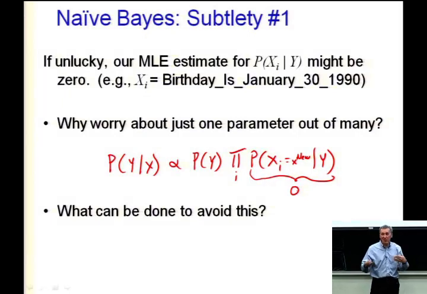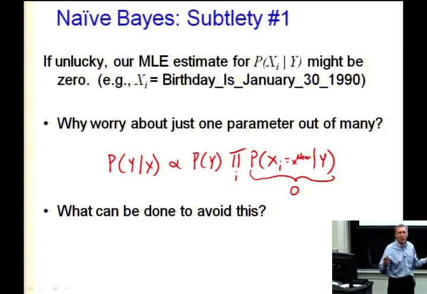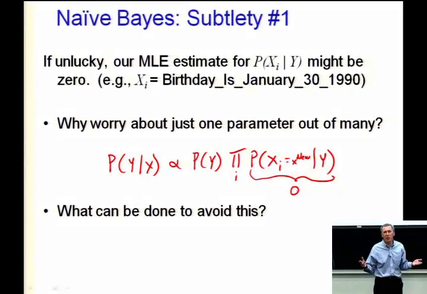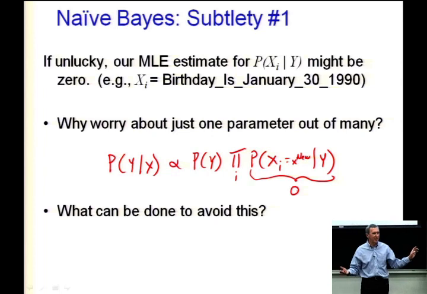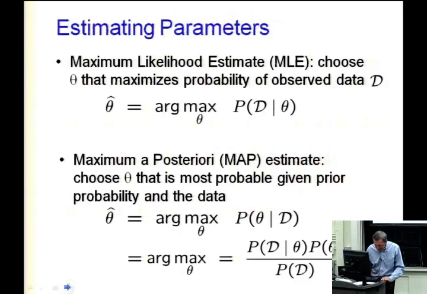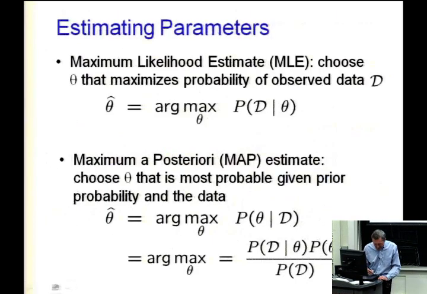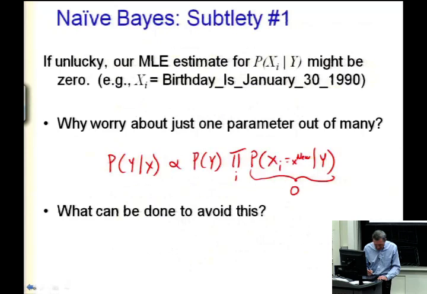Which corresponds to hallucinating examples. And then we'll add in the observed data on top of that. And we'll get estimates that, depending on the prior we pick, if we pick a reasonable prior, then our posterior estimate of those probability terms will never be 0, even if nobody has that birthday. Okay, so that's what we can do.